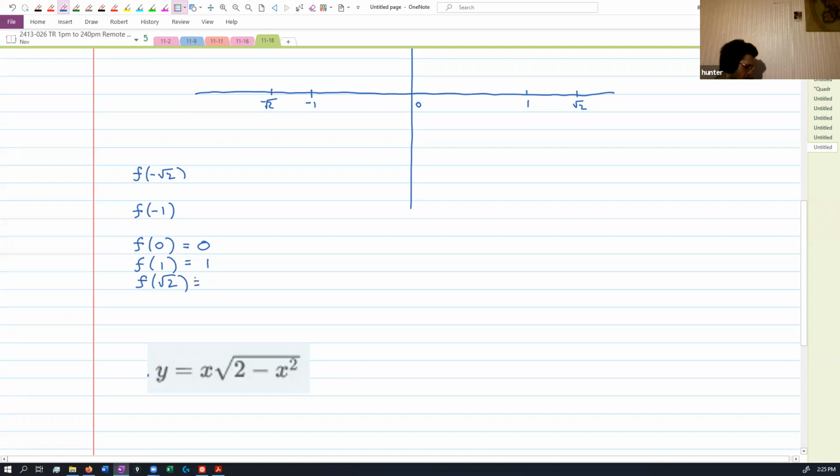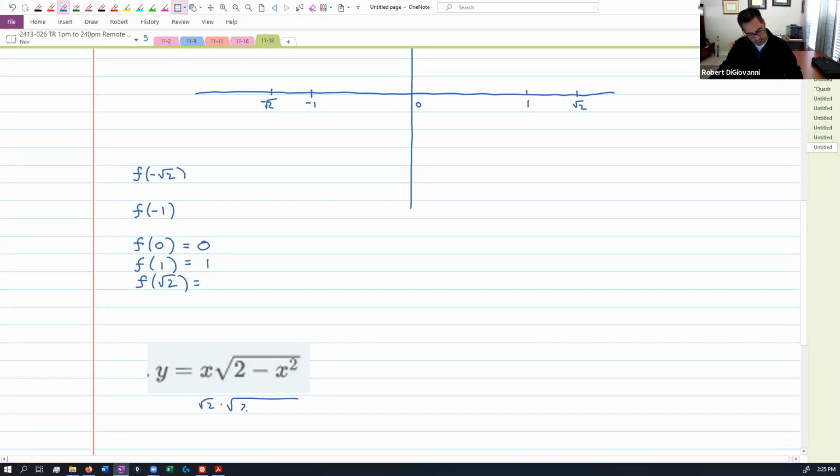And let me try √2. So if I plug in √2 here, it's √2 times √2 minus, wait a minute, what's √2 squared? 2. Okay, and then 2 minus 2 is? 0. That kills that off. It goes to 0.